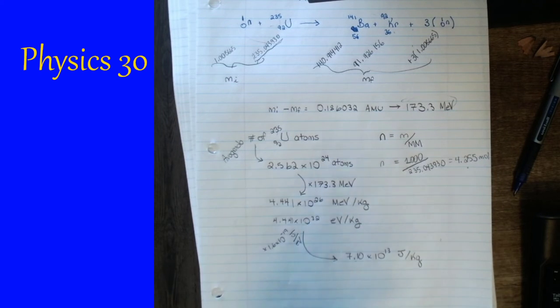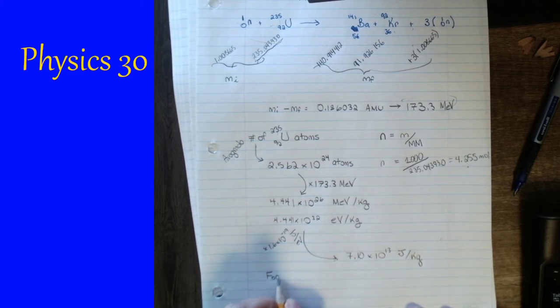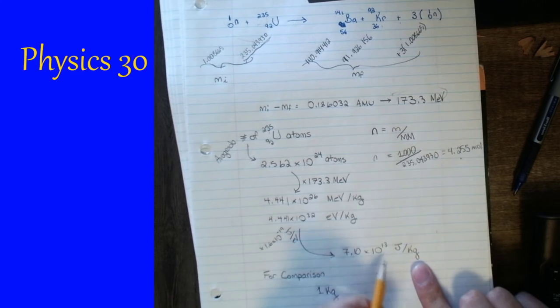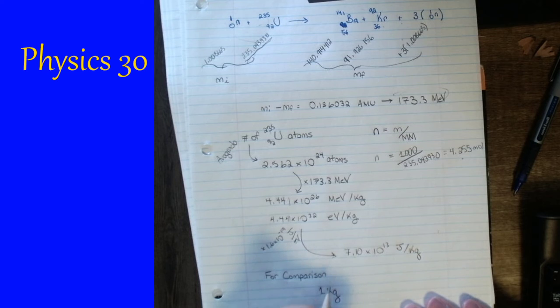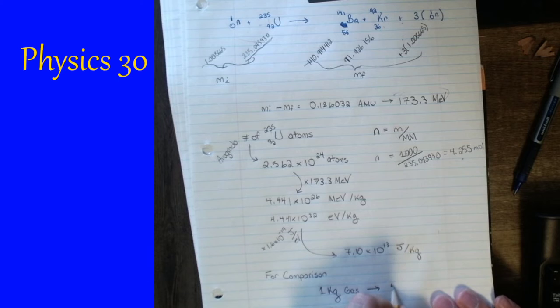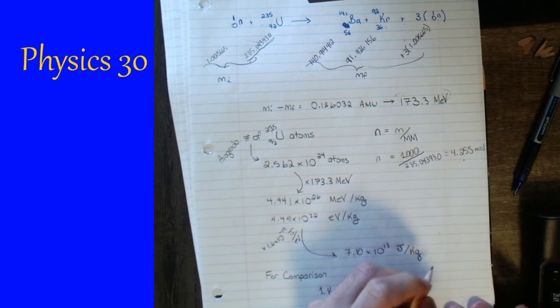Now, again, we need something to compare to, something that's relative. So for comparison, 1 kilogram of uranium-235 would produce this many joules. 1 kilogram of gasoline produces 4.4 times 10 to the 7 joules.